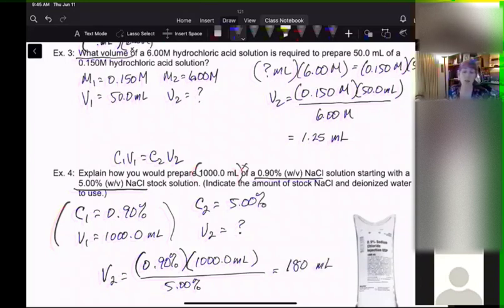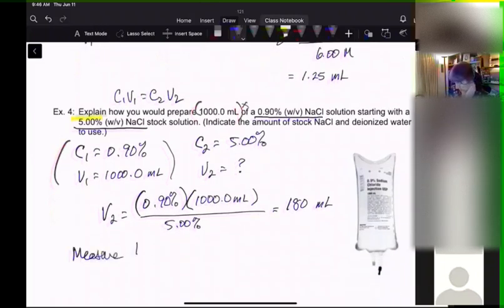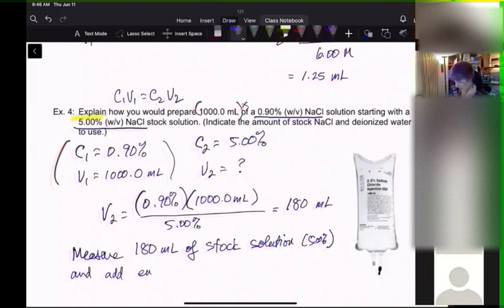So we'll take a small amount of the higher concentration and we're going to add enough water to bring it up to 1 liter. Right? So that's how we would make that. Again, it says explain. So we want to be careful with the language. How we use our language here matters. So we're going to measure 180 milliliters of the stock solution. That's the 5.00%. And add, we could say, enough water to make the total volume in liters, or we can give that amount of water.